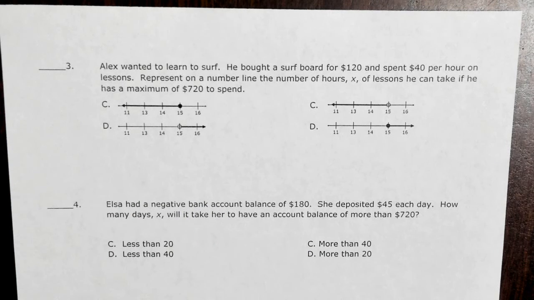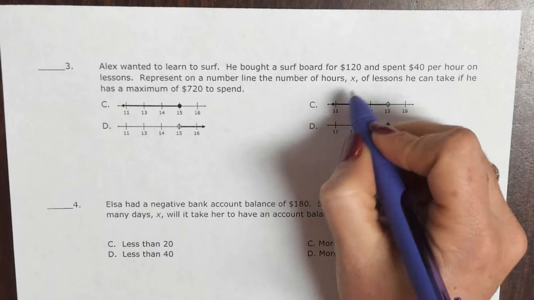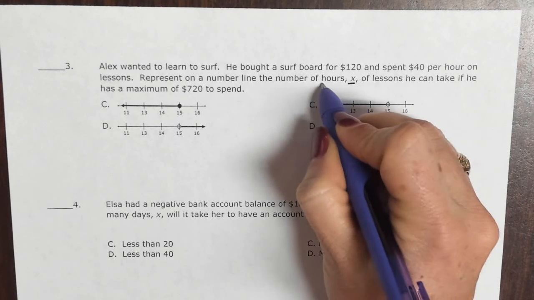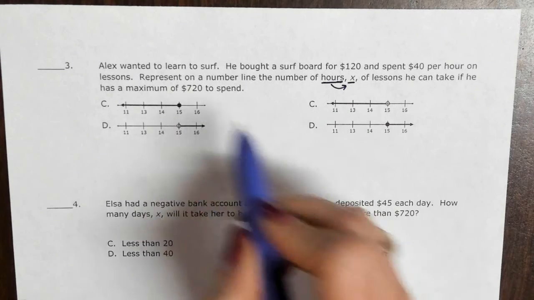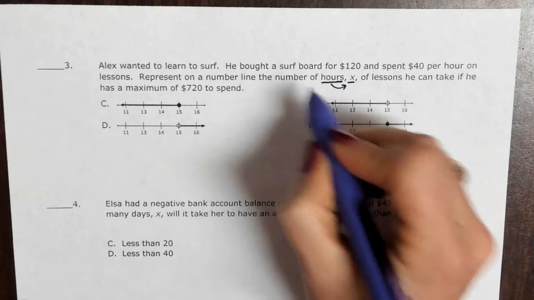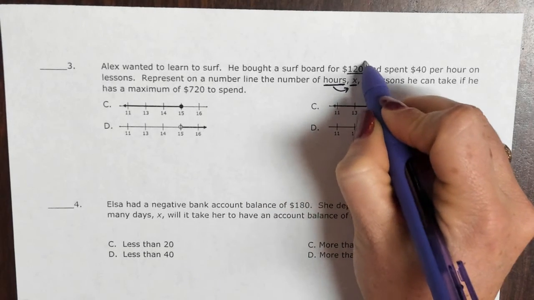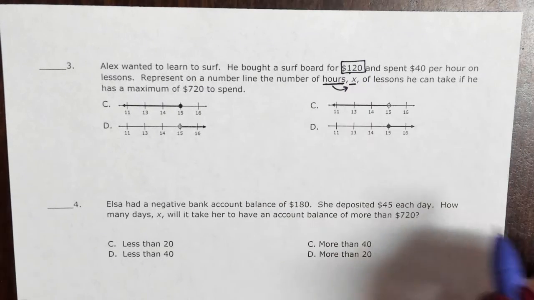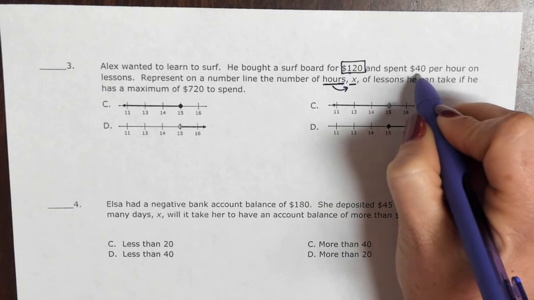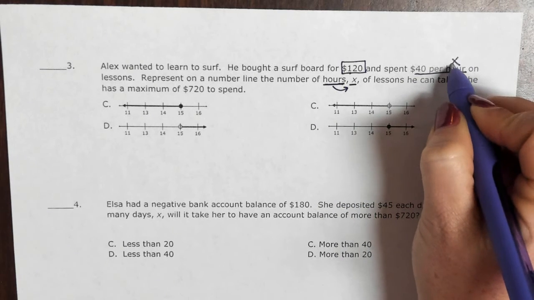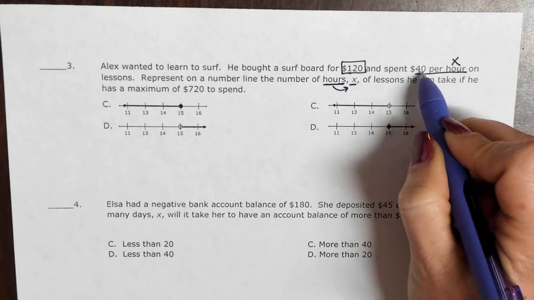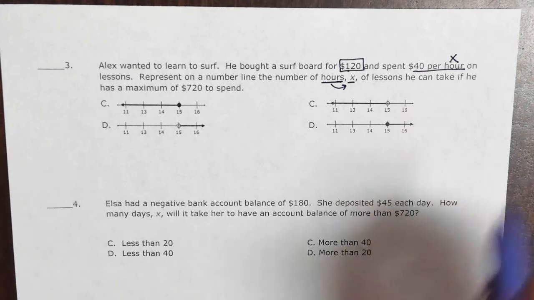There's a lot going on here. So the first thing we have to do is figure out what in the world we're trying to find. And of course, here it is. It's X. They tell us that X is the number of hours. So if I go back and start finding the important things, I'm going to say, okay, he bought a surfboard for $120. That's something that happens once, but he spends $40 per hour. What did we say hours was? X. So we have $40 per hour right there.